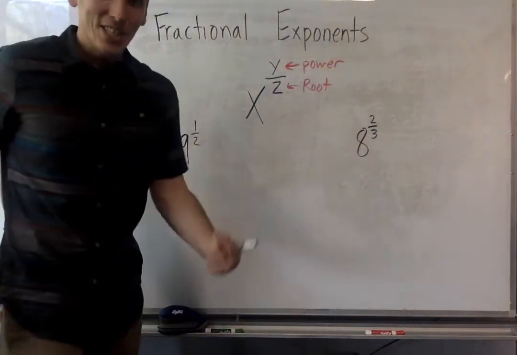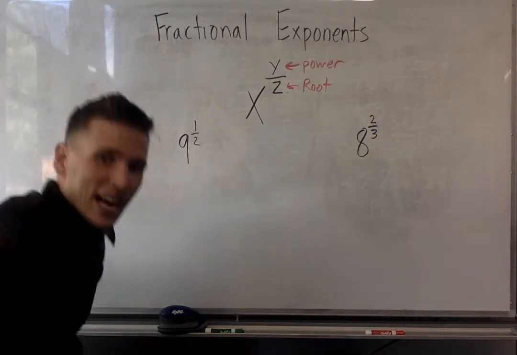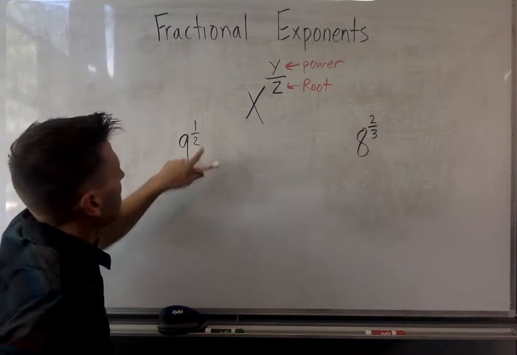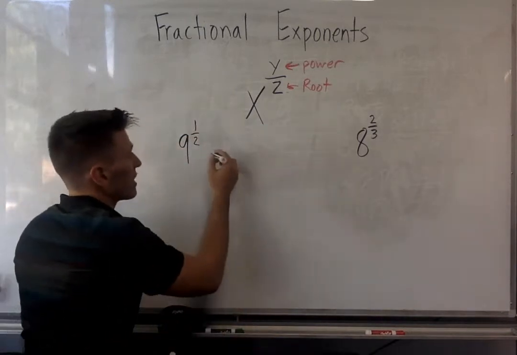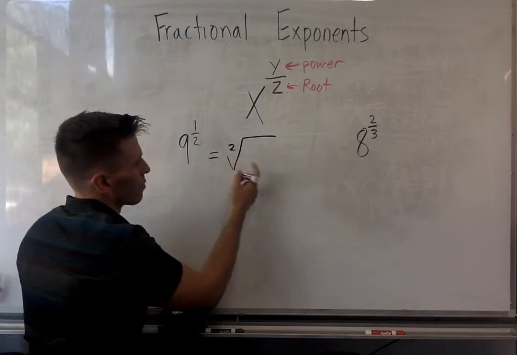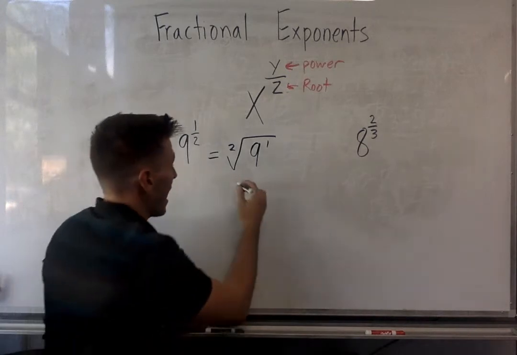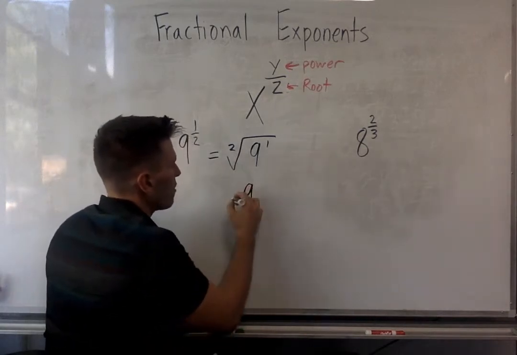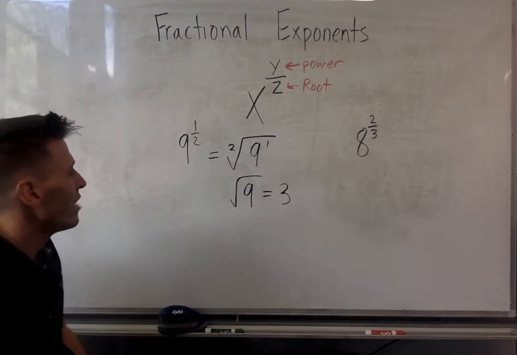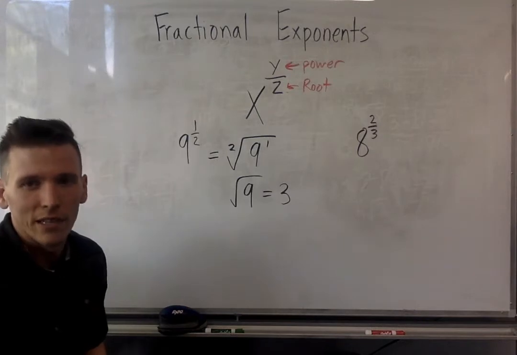And so, this idea that 9 is raised to the 1/2 is actually just saying that you have 9 raised to a 1 power and taken to a second root, which looks like this. The square root, the denominator becomes the root, of 9 raised to the first power. Well, 9 raised to the first power is just 9, and the square root of 9 is just 3. So 9 raised to the 1/2 power is just a fancy way of asking, what is the square root of 9? And we know that. The square root of 9 is 3.